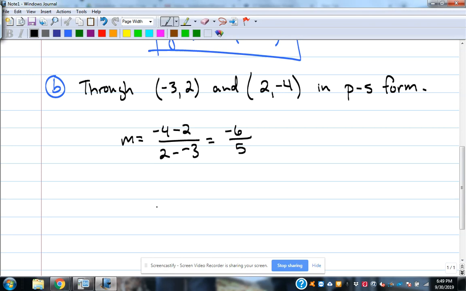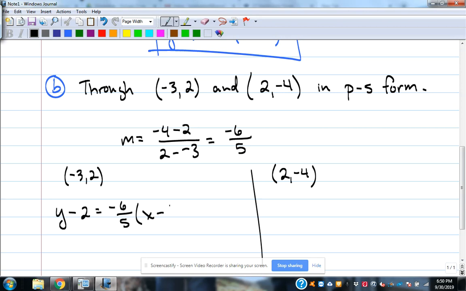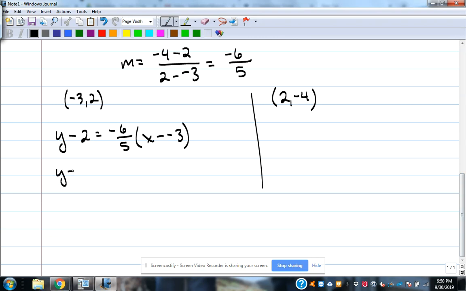Now here's where you got to make a choice. Which ordered pair are you going to use? Are you going to use -3, 2 or 2, -4? If you use -3, 2, your answer looks like this. Y minus 2 equals -6 over 5, x minus -3. And you got to simplify that a little bit. Y minus 2, -6 over 5, x plus 3.